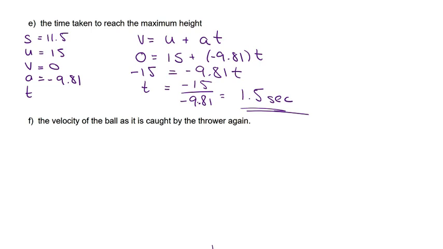Okay, the velocity of the ball as it is caught by the thrower again. So this is the symmetry thing. If it goes up at 15 metres per second, then it's going to come down and at the same point reach 15 metres per second down. So up at 15 metres per second. Was it 15? Yeah. Then it's going to come back down at the same sort of point, it's going to be 15 again. Okay? So that means that the velocity as it's caught by the thrower again is 15 metres per second down.